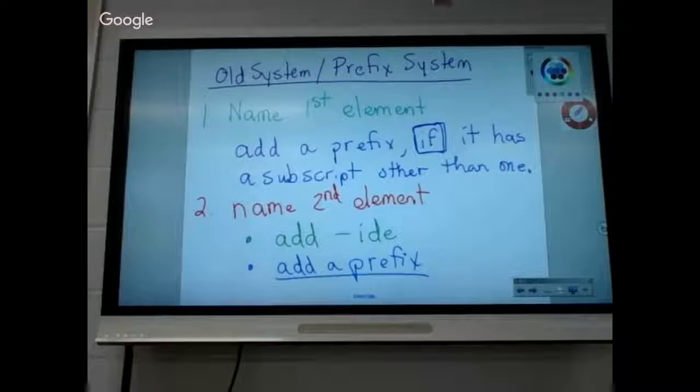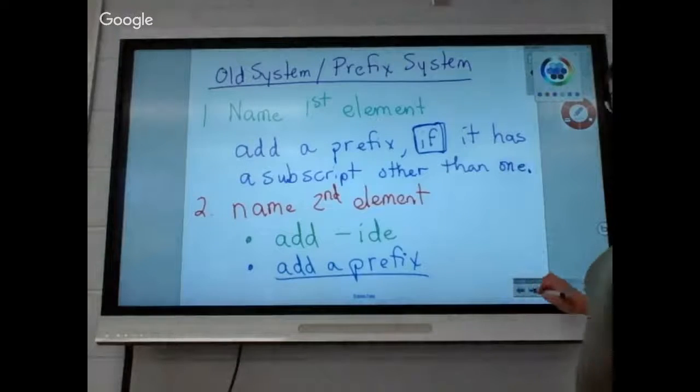Now, the only thing we have left to do is to talk about what the prefixes are. We need to be able to do 1 through 10. And you have to know them by Wednesday. If you have a quiz tomorrow, you have one Wednesday. Tomorrow's is on ionic, Wednesday's is on covalent.